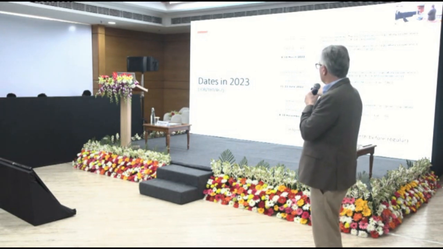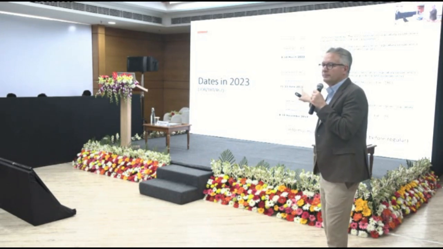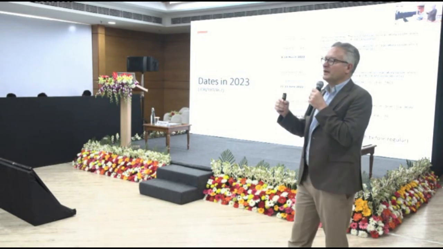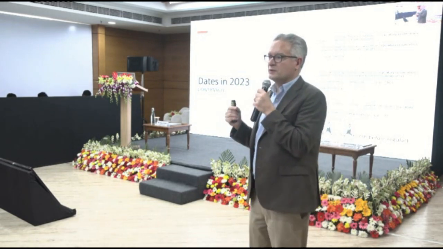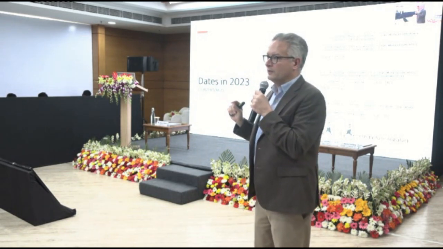From 8 to 10 March. It was a full week. Then we always have meetings in June or July sometimes, and meetings in November. And we have already issued the dates for 2024. And it's always March, June, and November.